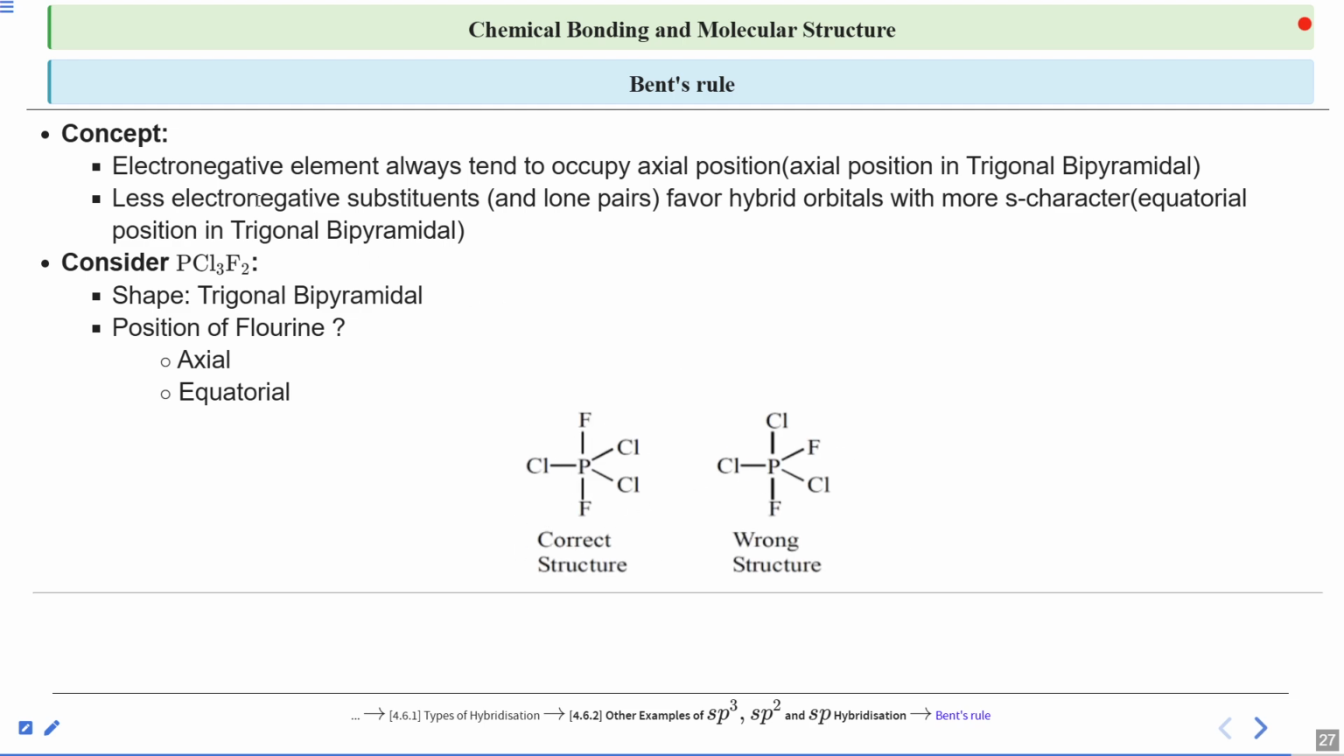Now, one more important point. Including your less electronegative substituents, the lone pairs will also go on the equatorial position. I guess this is clear to you. It's very important. This thing is used in predicting the geometries of various molecules where there are more than 2 kinds of atoms.